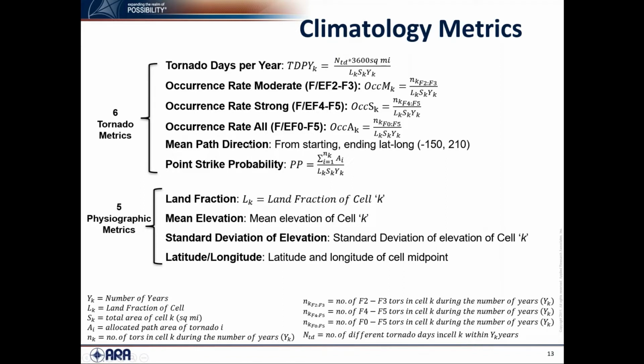We looked at the mean path directions. We looked at point strike probabilities. So that includes the area of the tornado, the path of the tornado. So we have a whole series of tornado metrics. And then we had several physiographic metrics: the latitude, longitude, the land fraction. Does the grid cell have a lot of water in it? Is it half over the Great Lakes or not? Whatever, something like that. The mean elevation, and the standard deviation of elevation, which is more like a roughness issue.